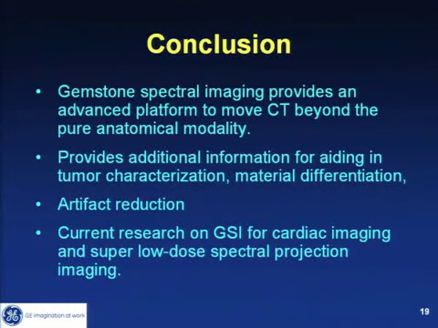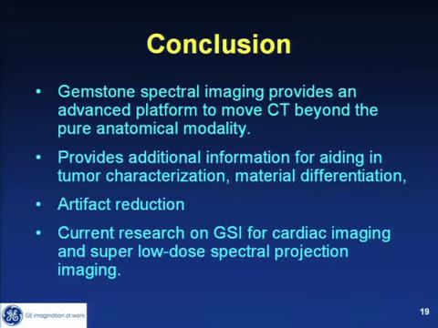So in summary, Gemstone Spectral Imaging, which is a fast kV switching methodology, provides an advanced platform to enable CT to move beyond an anatomical modality. It provides useful additional information to help characterize tumors and to differentiate different materials or different soft tissues. It also has the capability to reduce image artifacts.